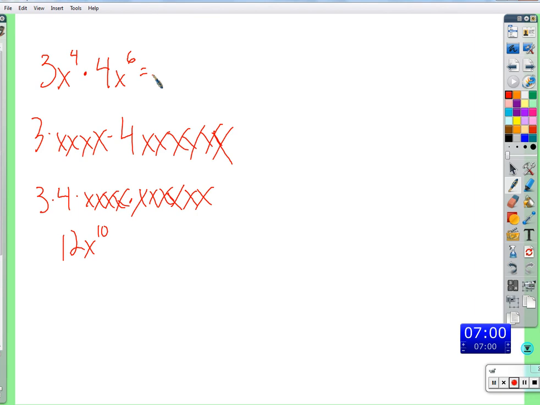When we think about it, all that's happening here is multiplication all the way across the board. And so I can rearrange this however I want. I can write this as 3 times 4 times x to the 4th times x to the 6th. 3 times 4 is 12. X to the 4th times x to the 6th just means 10 x's multiplied together. That's x to the 10th. 12x to the 10th.